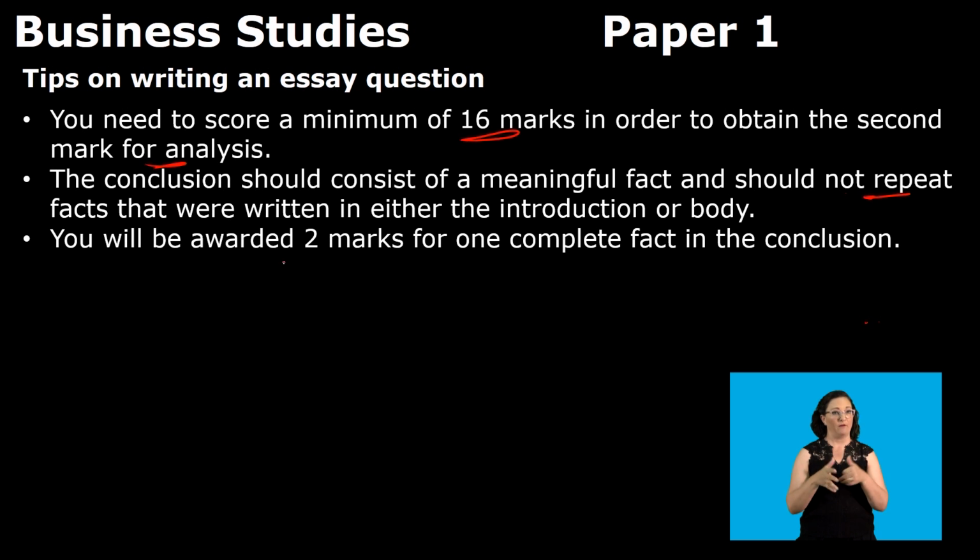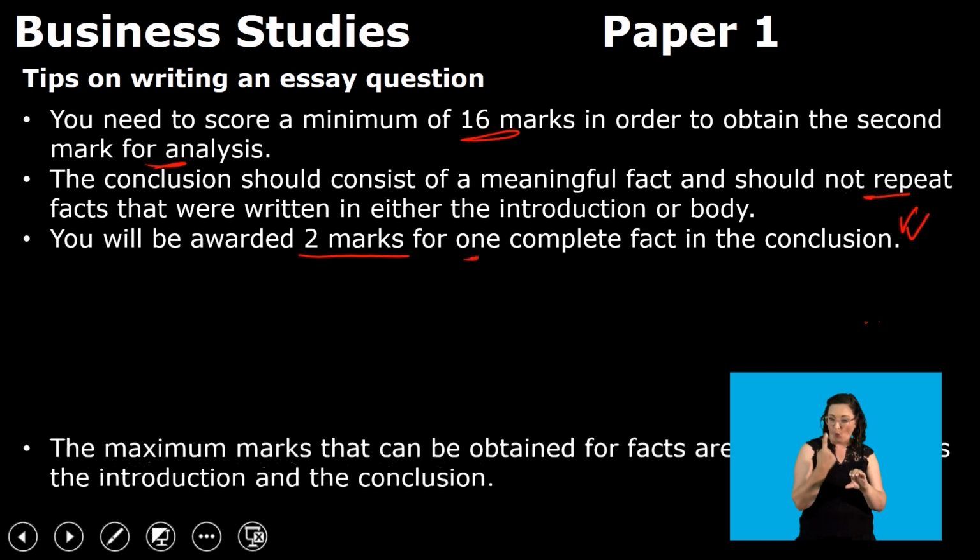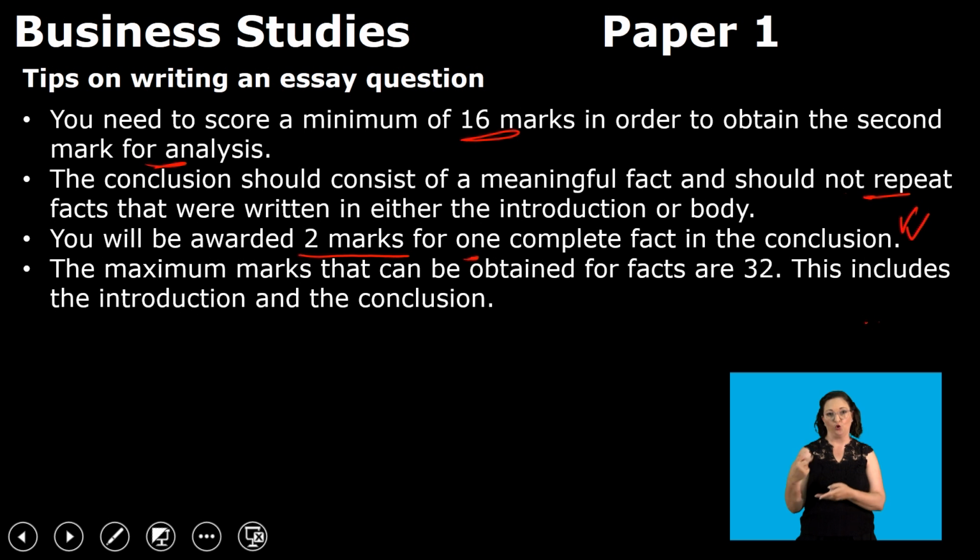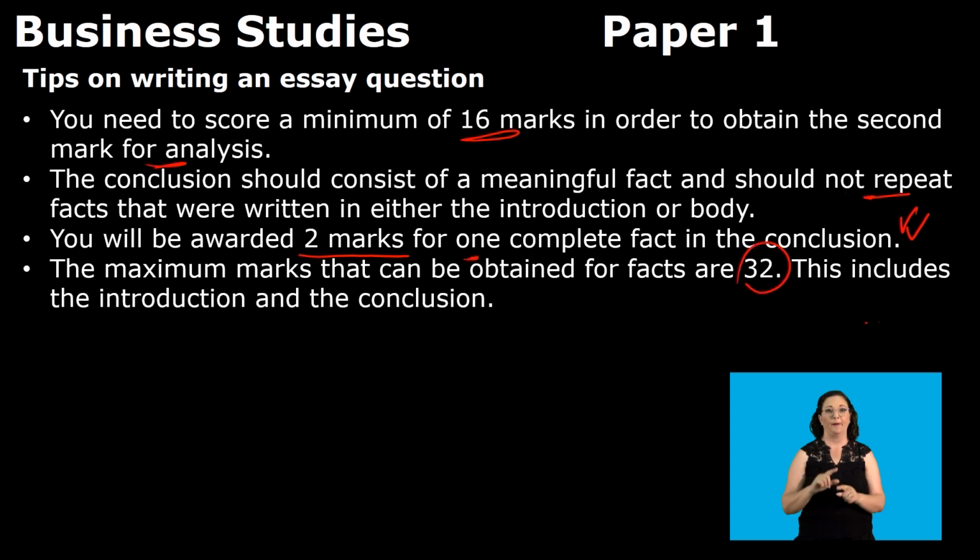You will be awarded 2 marks for 1 complete fact, as opposed to the introduction. Remember, in the introduction we want 2 facts, but for the conclusion, it's 1 complete fact for a double tick. Double ticks. The maximum marks that can be obtained for facts is 32. I've explained that already. This includes the introduction and conclusion. You cannot start your essay without an introduction. You cannot end your essay without a conclusion. Before you leave somebody else's house, what do you say? You need to conclude and tell them goodbye. So the same applies with your essay. You do the same.